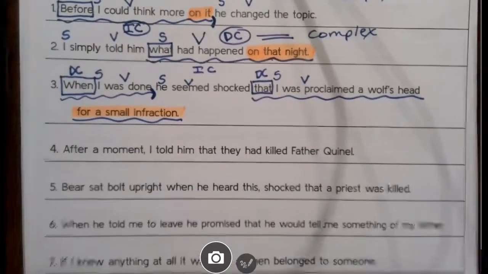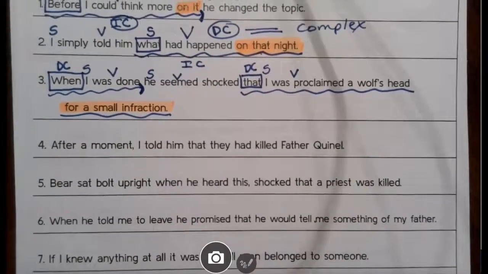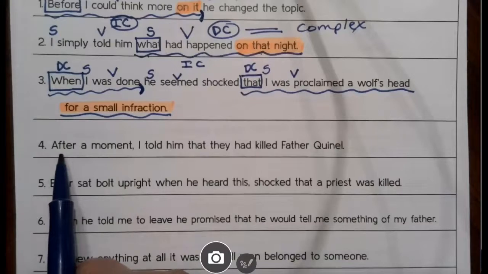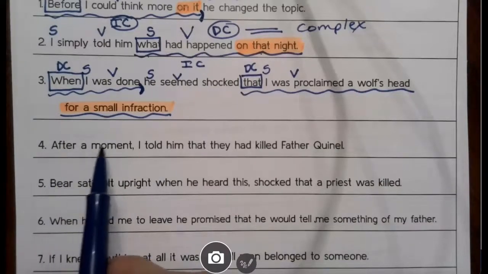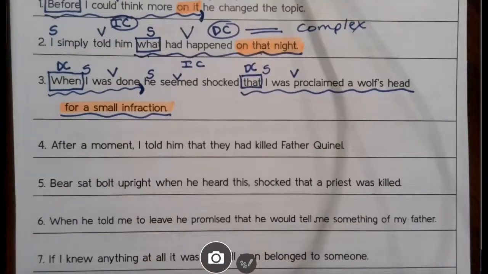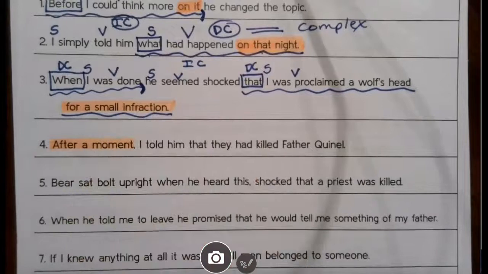After a moment, I told him that they had killed Father Quinnell. Now this is going to be a little tricky because I see "after" here, and "after" can be a preposition or a conjunction. If I look at how it's used here, "after a moment," there's no verb in there. So this is a good example of when we would see it used as a preposition. So where's the subordinating conjunction in there?